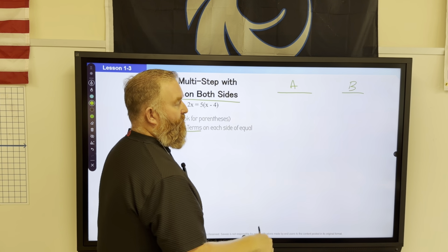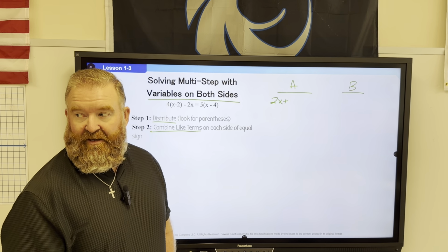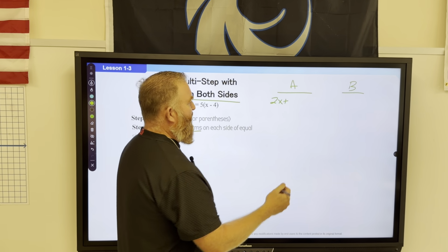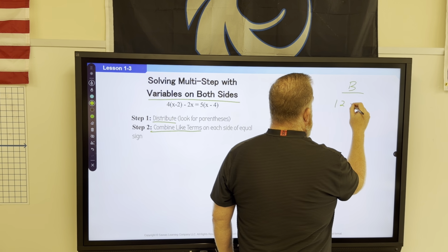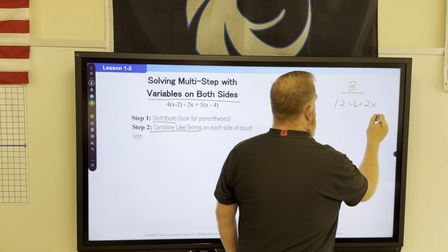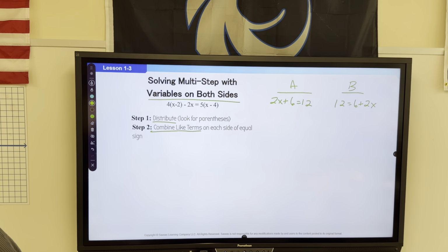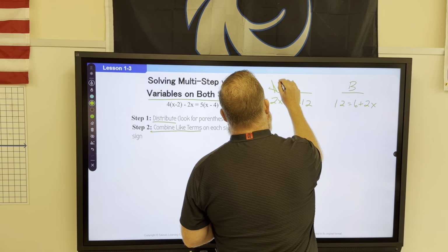Tell me which one you like better. Yesterday I said, tell me which one you like better, and somebody said A before I even wrote anything down. That's weird. You got to know what the options are. 2x plus 6 equals 12, or 12 equals 6 plus 2x. Which option do you like better? Everybody seems to like A, right? You like the variables to be on the left-hand side, correct? Now, I know the steps that I'm about to give you are going to be worded a little bit different, but we like this one, yes? Why do you like that one?